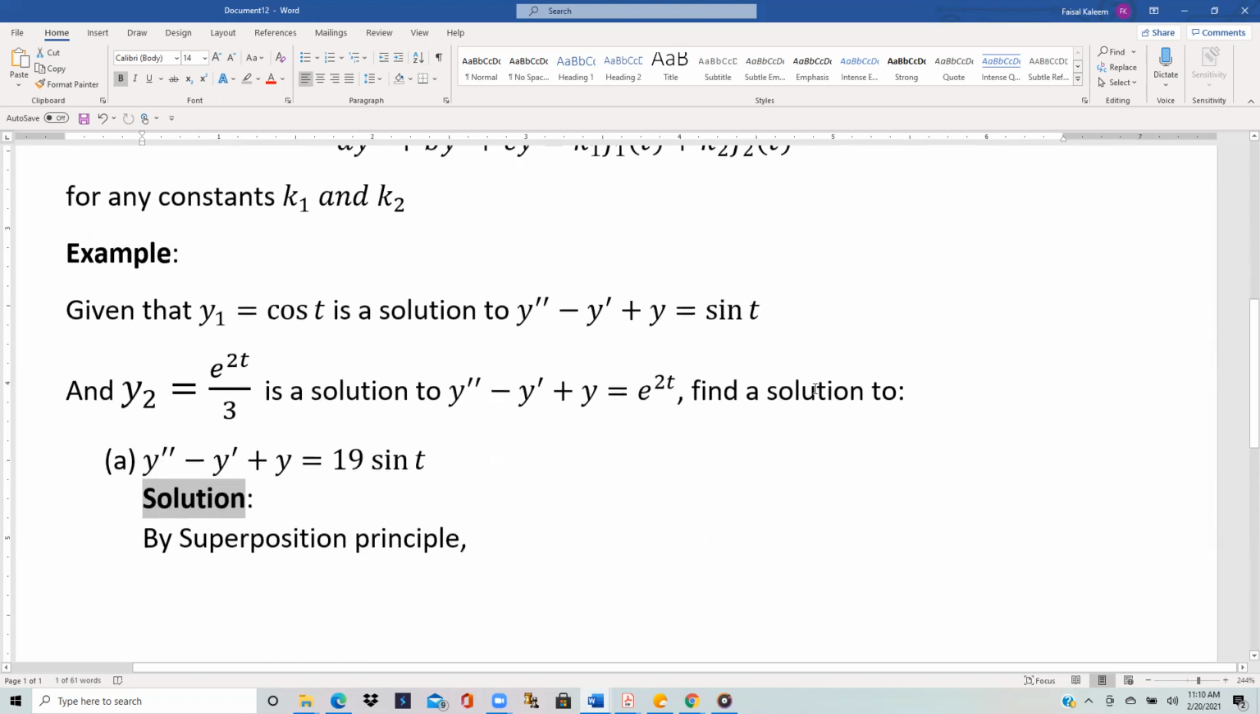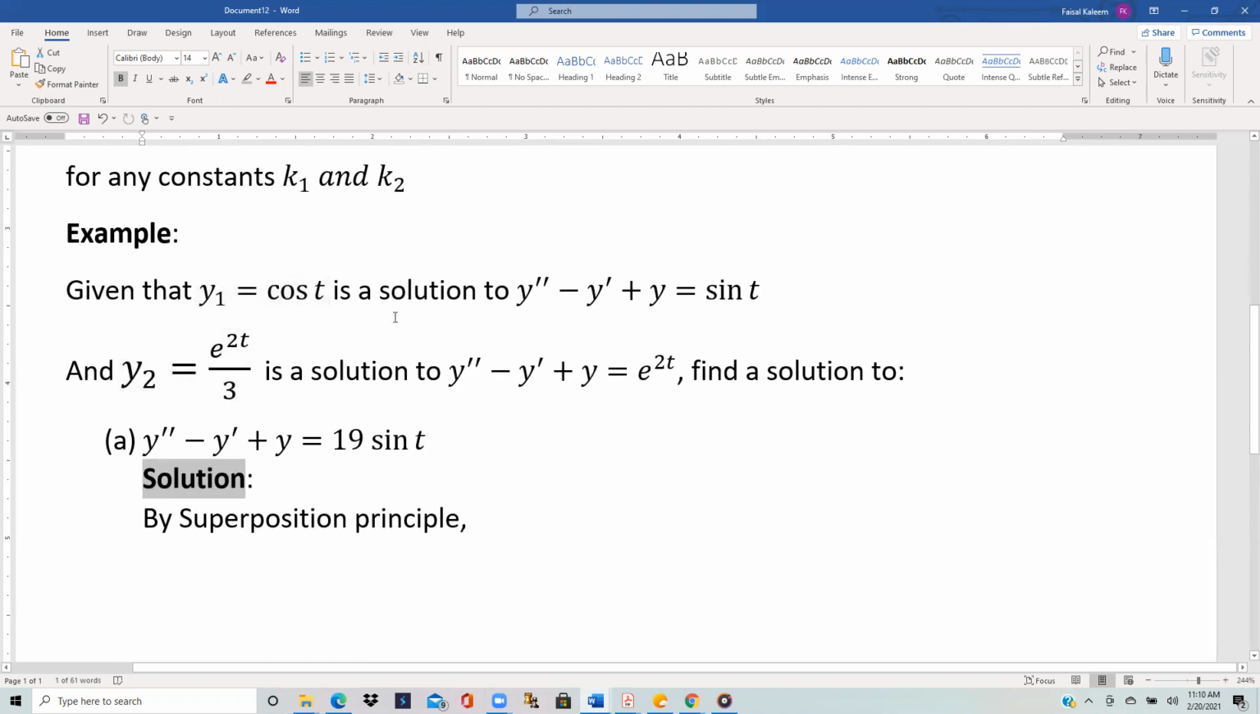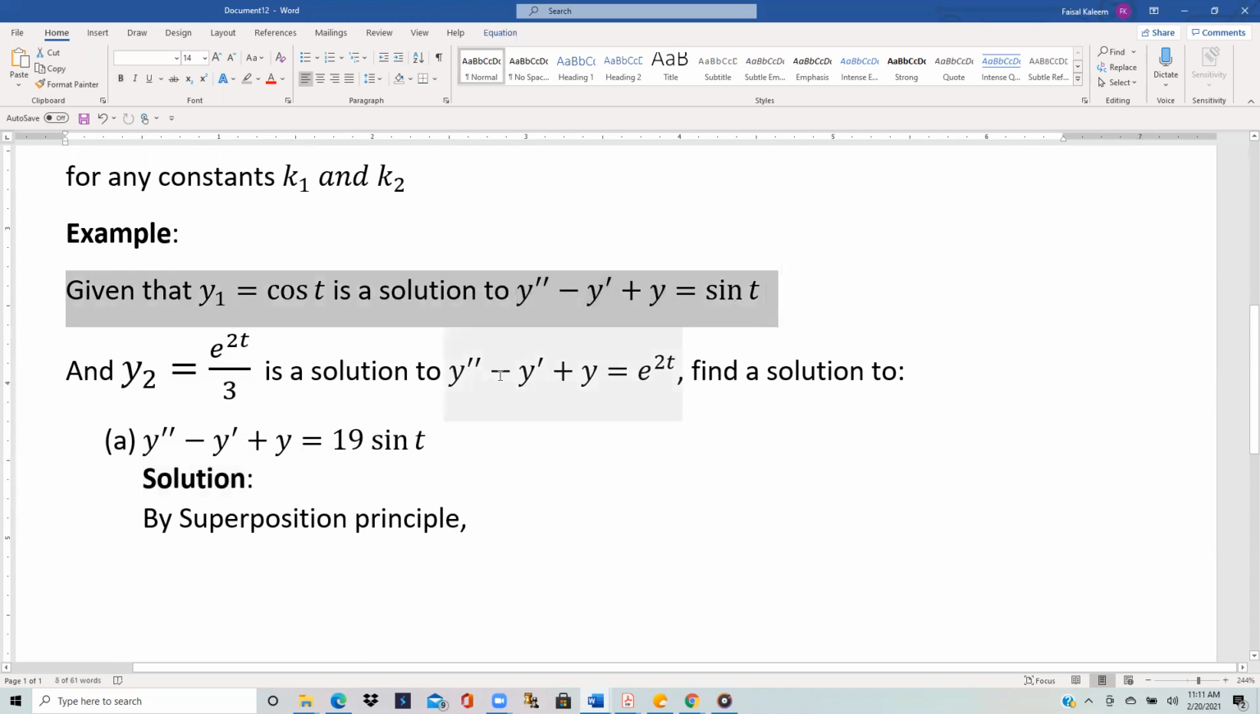So here we are given that y1 is equal to cos t is a solution of this differential equation, and y2 is equal to e to the 2t by 3 is a solution of the same equation where the right hand side, instead of being sine t, is now e to the 2t. Then part A says find a solution to y double prime minus y prime plus y is equal to 19 sine t. So obviously for this one, we just have to look at the first part of what's given. The second part will be used in later parts of the problem.